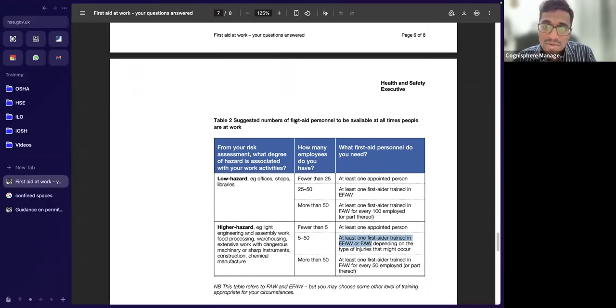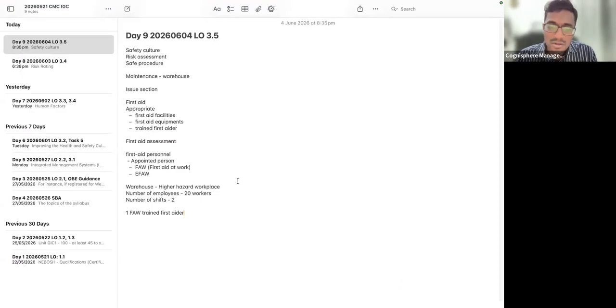But the table says the first aid personnel to be available at all times people are at work. So one first aider cannot cover both shifts. That means you need to have two first aiders. Yes, correct, you need to have two trained FAW first aiders so that they cover both shifts. The intent is you should have a first aider at all times people are at work. Other than the hazard or the number of employees, there are other factors that we should consider when deciding the number of first aiders or the first aid equipment or facilities. Yes, one for one shift and two for two shifts.